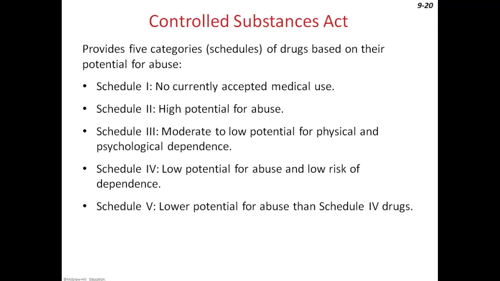Schedule II drugs have high potential for abuse. Some of these lead to severe psychological or physical dependence. They're also considered dangerous. Examples of Schedule II drugs are combination products with less than 15 milligrams of hydrocodone, Vicodin, cocaine, methamphetamine, methadone, Dilaudid, Demerol, OxyContin, fentanyl, Adderall, and Ritalin.